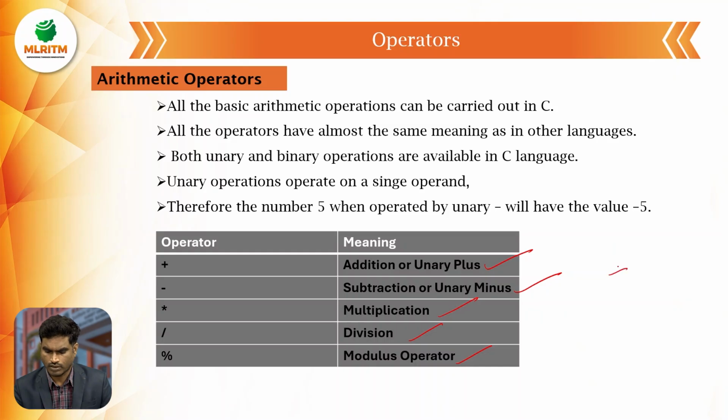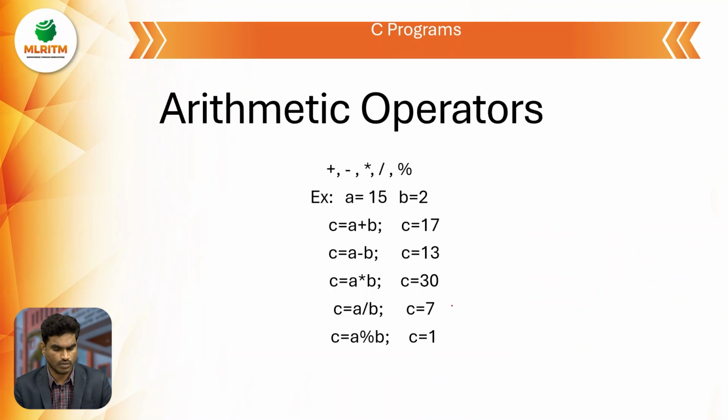For example, a plus b performs the addition with two operands. That is a binary operation. A unary operator performs the operation with a single operand. That is the unary operation. For example, there is the number 5 as an operand, and by unary, it will have the value 5. That covers the unary and binary addition, subtraction, multiplication, division, and modulus operators.